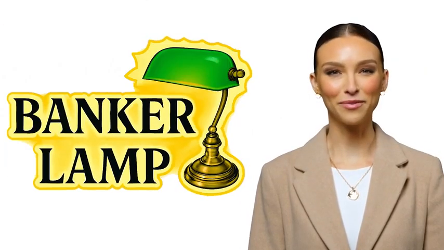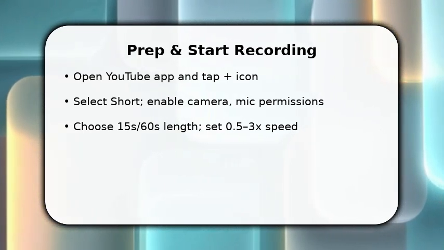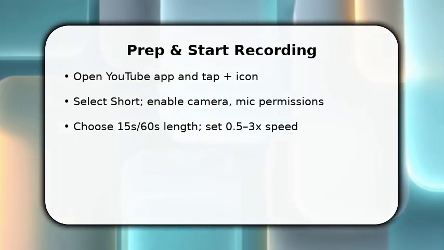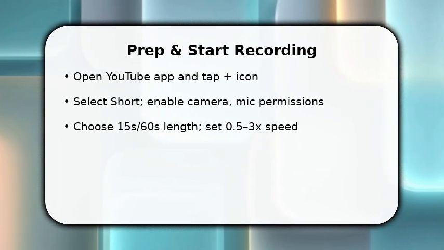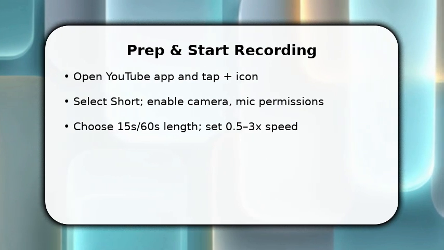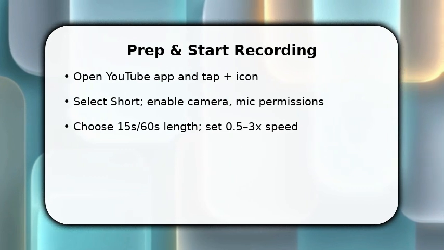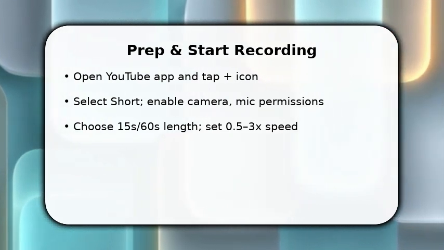Please enjoy the video. You'll start by opening the YouTube app and tapping the plus icon. This gets you straight into creation. Once done, choose short and grant camera and microphone access so recording works. You should pick the duration, 15 or 60 seconds, and decide speed or timer settings. This controls pacing and keeps clips tight.